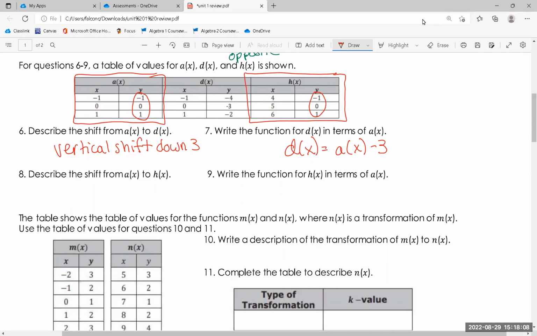Let's make sure it's right. -1 plus 5 is 4. 0 plus 5 is 5. 1 plus 5 is 6. So it does work for all of the x values. If we're adding 5 to all of the x's, that means this is a horizontal shift, because we're affecting the x values. And if we're adding 5, that's going to move it to the right 5.